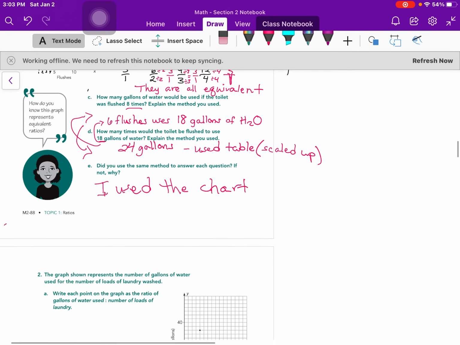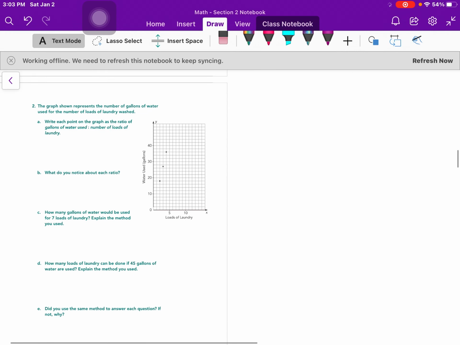Let's try one more like that. I want you to pause this now, and I want you to try to answer A, B, C, D, and E, and see if you can use those strategies. We just practiced another one to solve this problem. Go ahead and pause the video, and then come back as soon as you have answers to those questions.